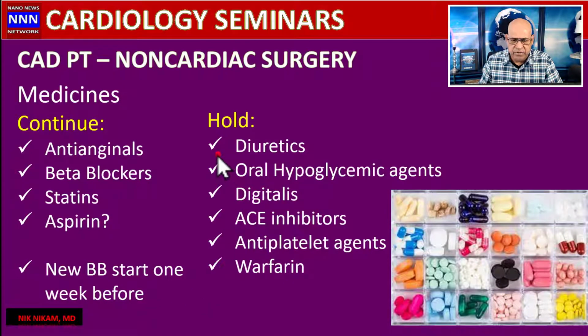Of course, we need to hold diuretics, hypoglycemic agents, digitalis, ACE inhibitors, antiplatelet agents, and warfarin. All these need to be put in your checklist so that you don't miss any of these. Because if you miss warfarin, the patient gets warfarin the day before the procedure and comes with an INR of 2.0 and then goes for abdominal surgery and the patient is bleeding, guess who is going to get called? Yes, you.